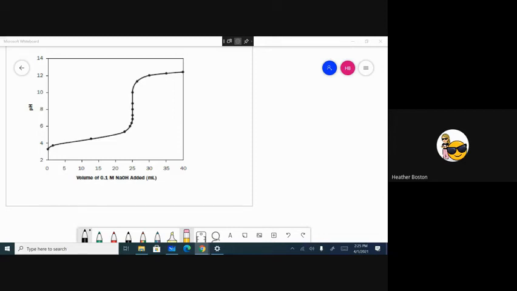Okay, so we're going to take what we learned about calculating the pH of weak acids and bases, and we're going to apply it to titration curves. So let's check out this titration curve and see if we can figure out what's going on here. First of all, before we've added any base here, we know that the pH is somewhere between 3 and 4. This tells us that it is a weak acid.